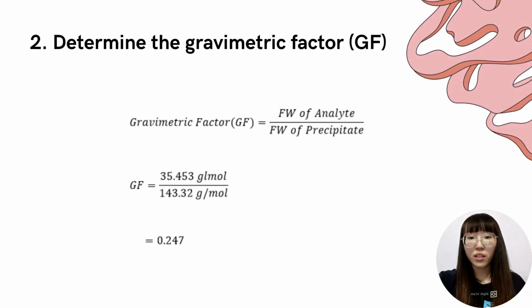The second question is to determine the gravimetric factor. The formula for the gravimetric factor is formula weight of analyte divided by formula weight of precipitate. The formula weight for the analyte is 35.453 gram per mole, and the formula weight of the precipitate is 143.32 gram per mole. So the gravimetric factor we get is 0.247.